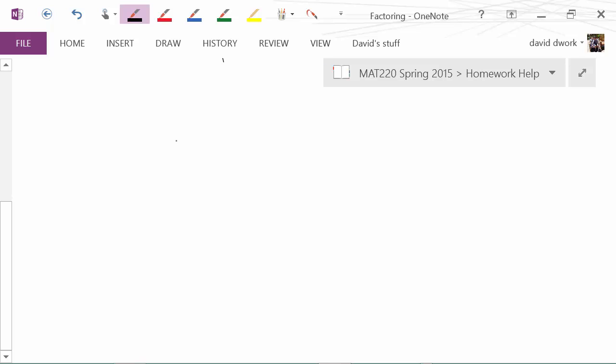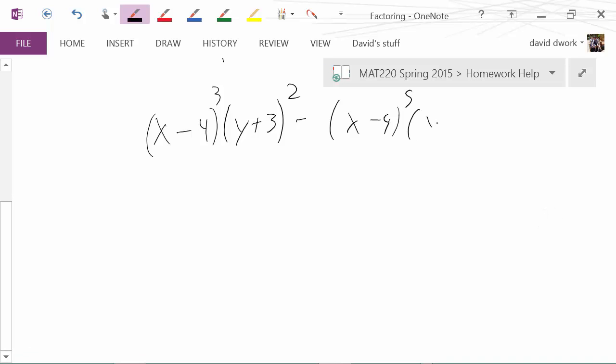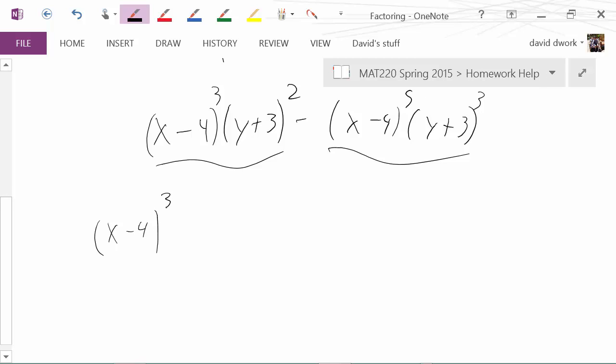Now, there are other ways that we can hide it and make it look more complicated than it really is, maybe have something like this: x minus 4 to the third times y plus 3 squared, minus x minus 4 to the fifth times y plus 3 to the third. So then, again, you're looking at your two terms and saying, what do they both have in common? Well, they both have x minus 4s. The one on the left has 3, the one on the right has 5, so therefore I can only take out 3.